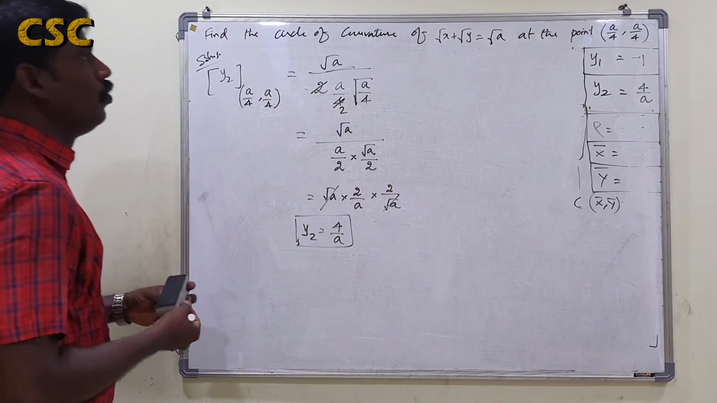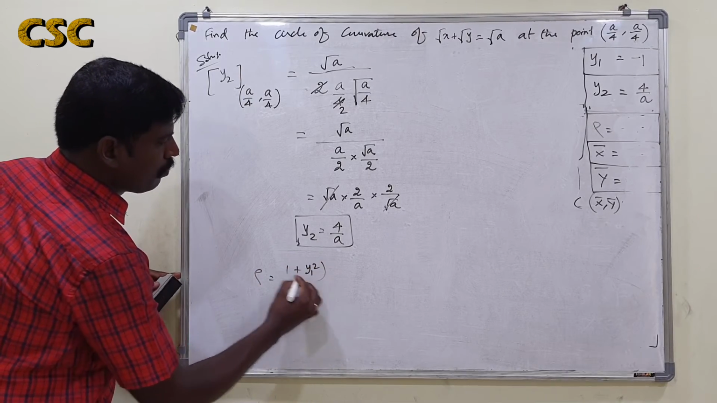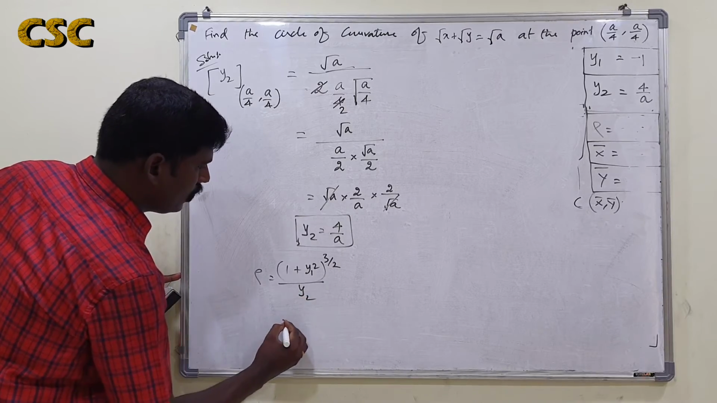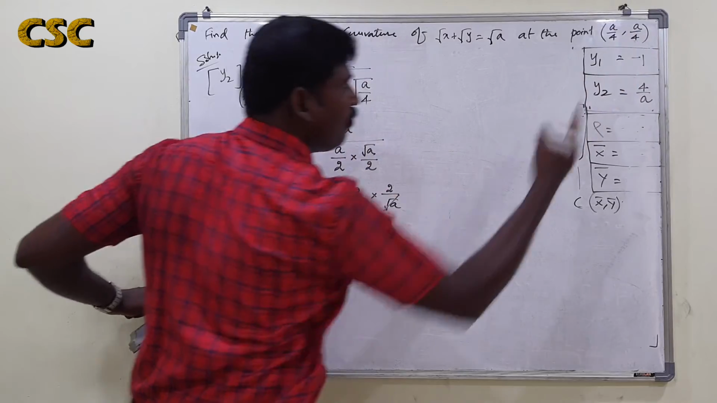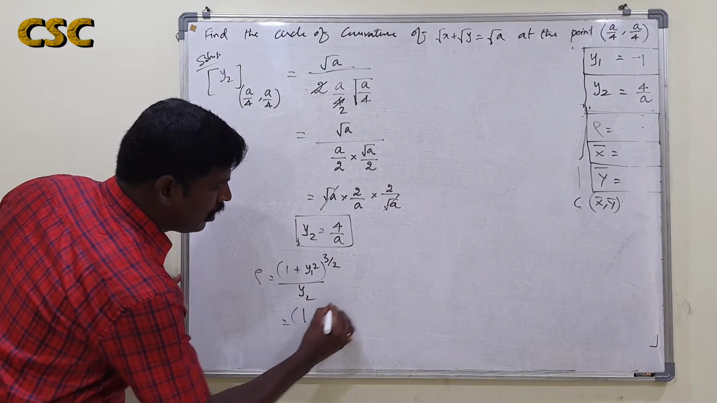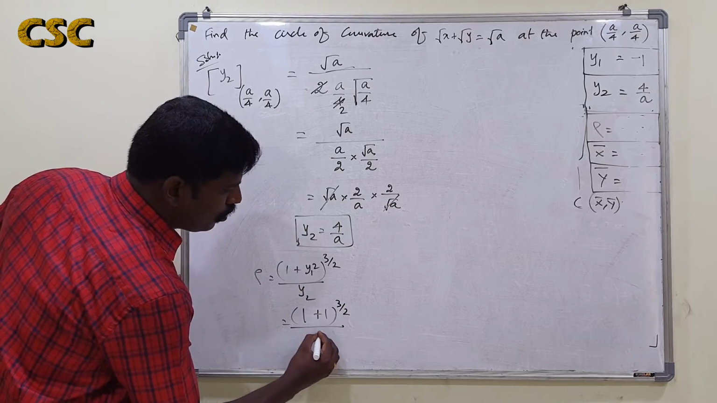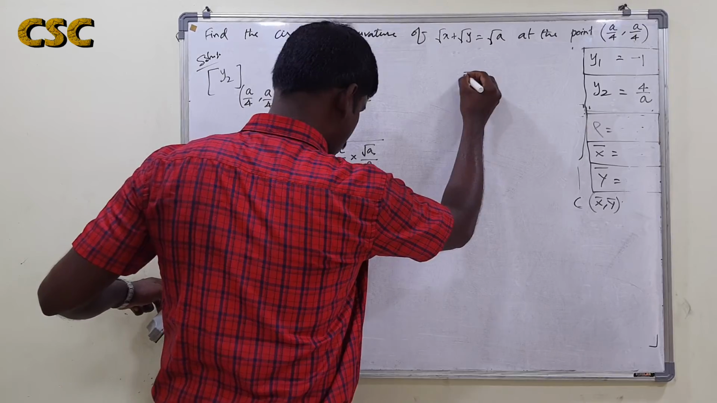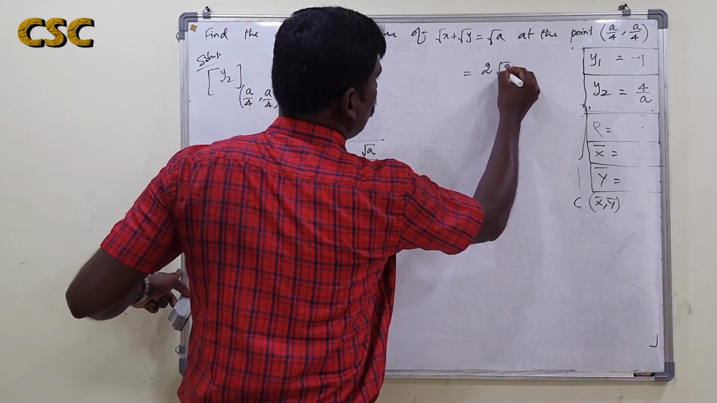Then what is the value of rho? Rho is equal to 1 plus y1 square to the power 3 by 2 by y2. That is 1 plus, what is the value of y1? Minus 1. Square of minus 1 is plus 1. So it is 2 to the power 3 by 2 by, the value of y2, 4 by a. That can be written as 2 into root 2.